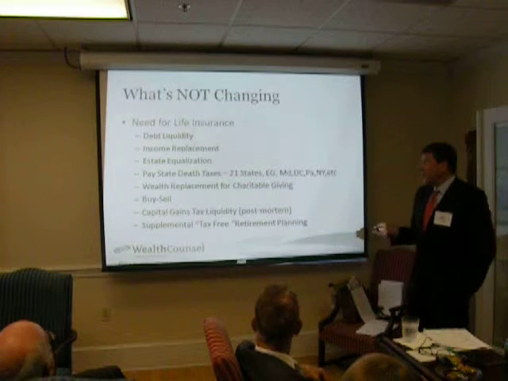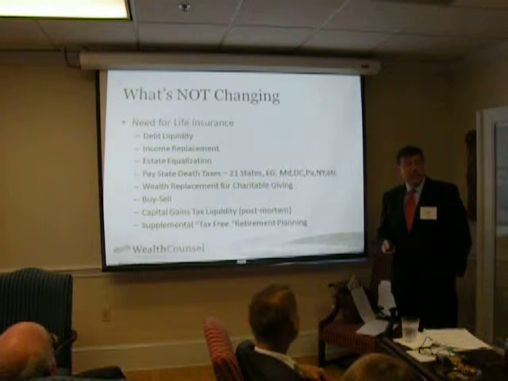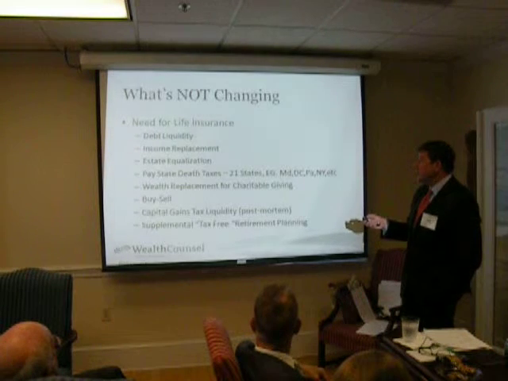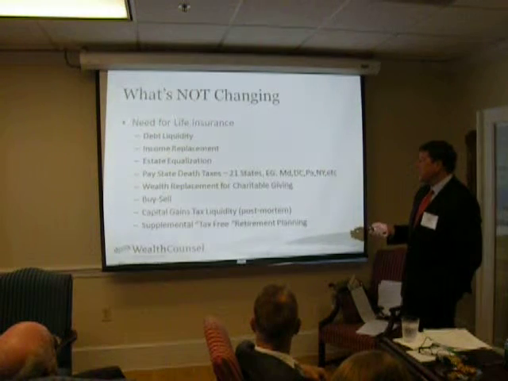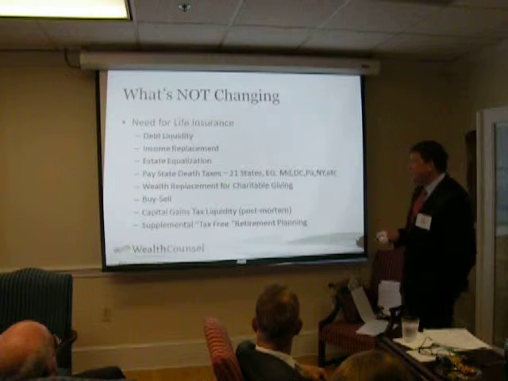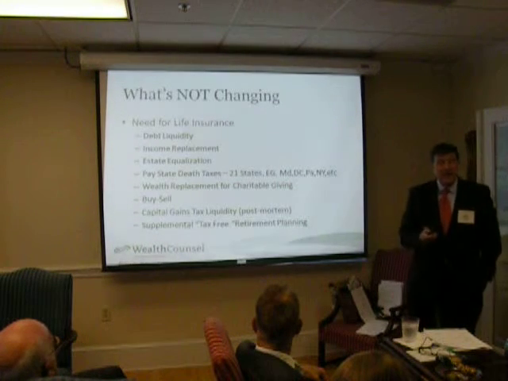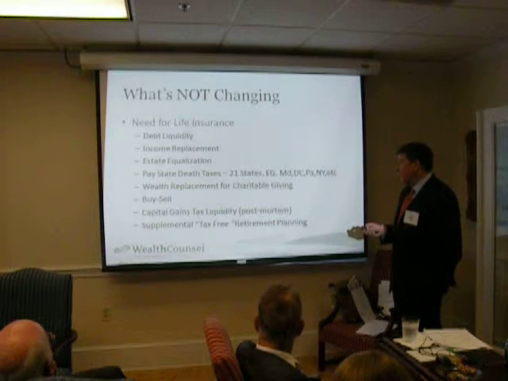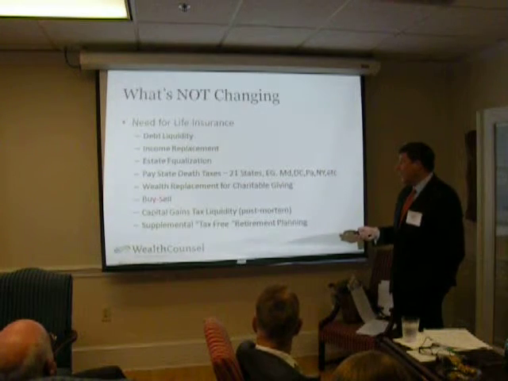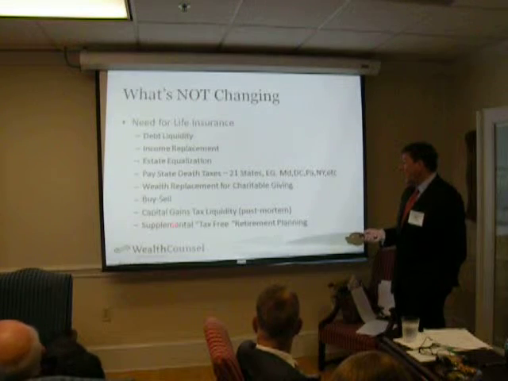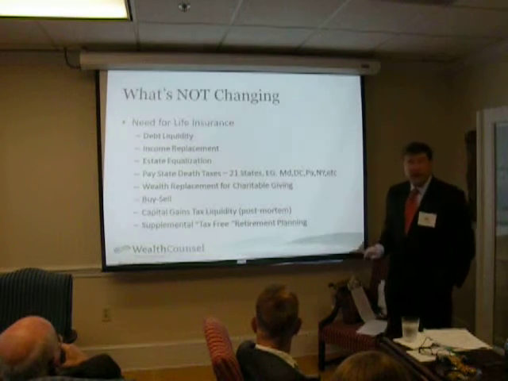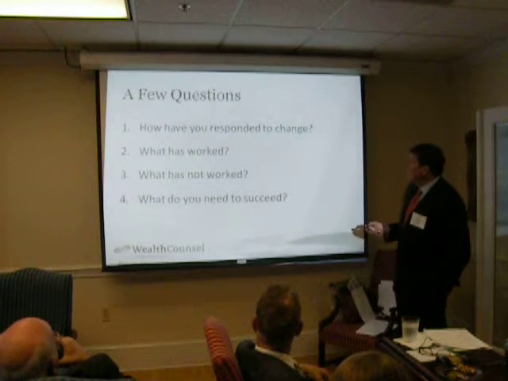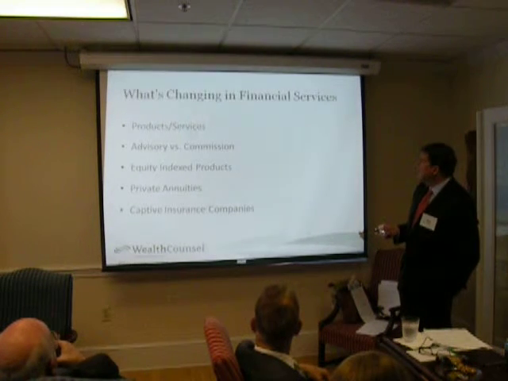What also isn't changing? The need for life insurance. As I mentioned earlier, it's probably gone up because of the income tax consideration. But certainly all of these issues: liquidity, income replacement, paying state death taxes. There are 21 states that still have a state estate tax, inclusive of D.C. and Maryland. Wealth replacement for charitable giving, buy-sell, capital gains liquidity, and supplemental tax-free retirement. This is the one I mentioned earlier. All right, I'm going to move over this.